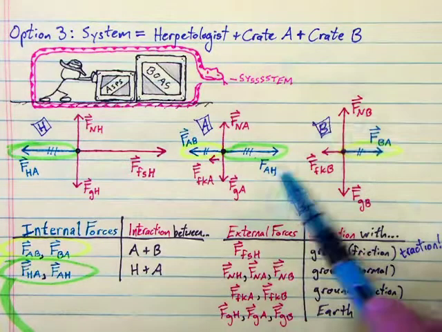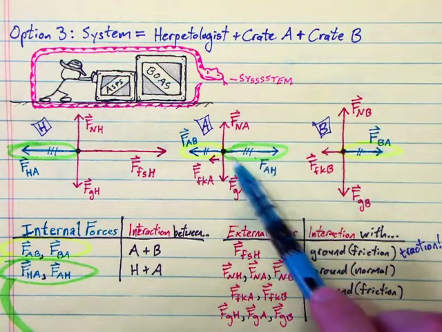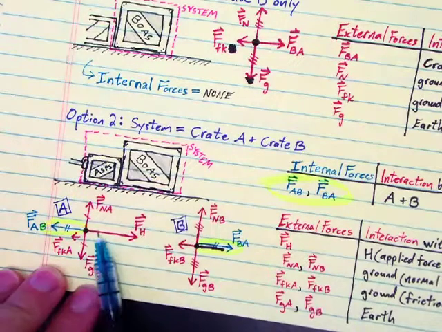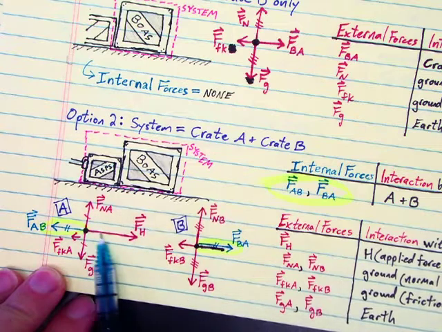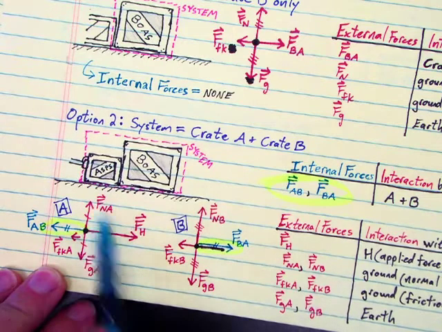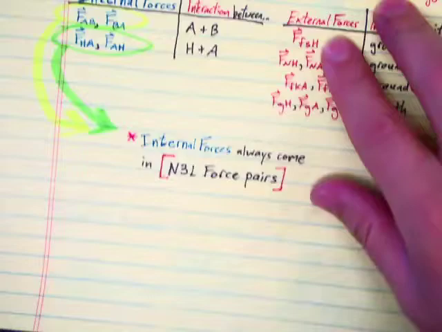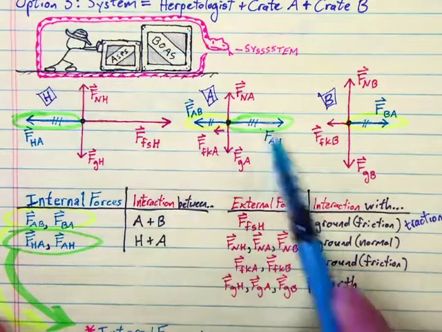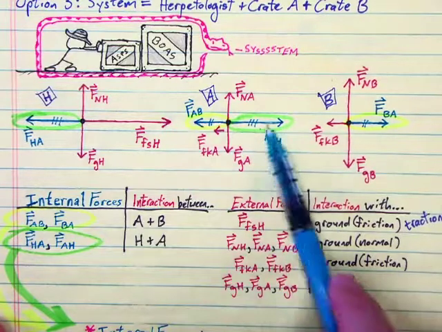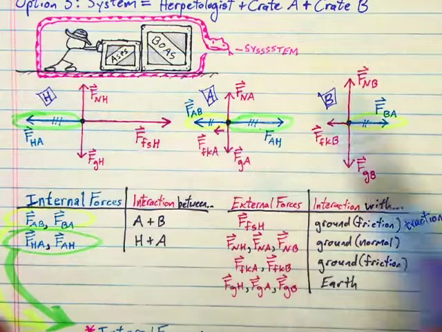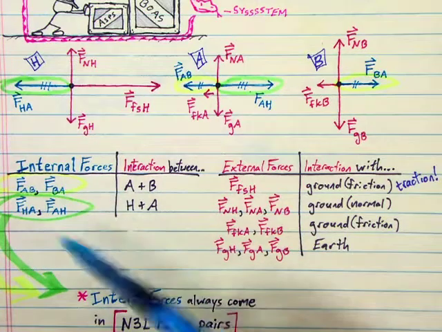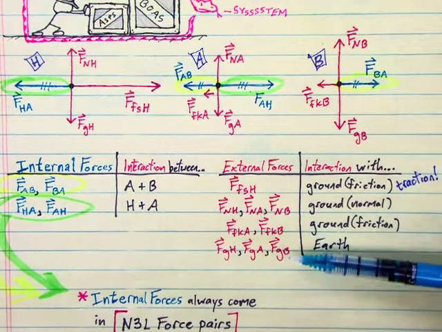Now, if you're keeping track, you'll note that this, the force on A due to the herpetologist, in our previous example, was considered an external force. When the herpetologist was not in the system, that force on the crate from the push was external. But now that the herpetologist is inside our system, there's that push. It is now internal and part of a Newton's third law internal force pair. So we have 2 of those internal force pairs in this case. Everything else is an external force.